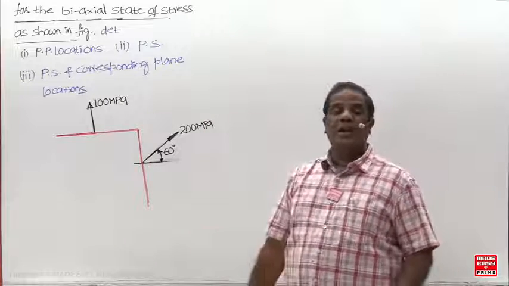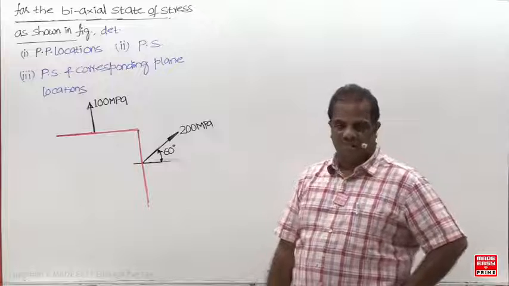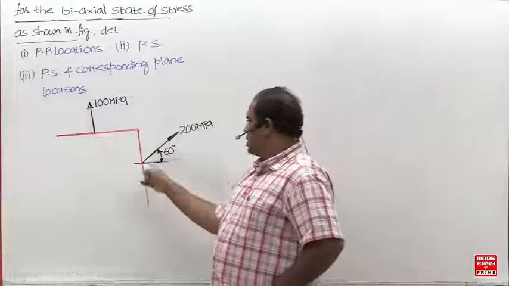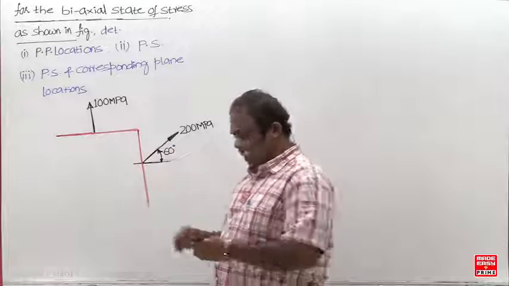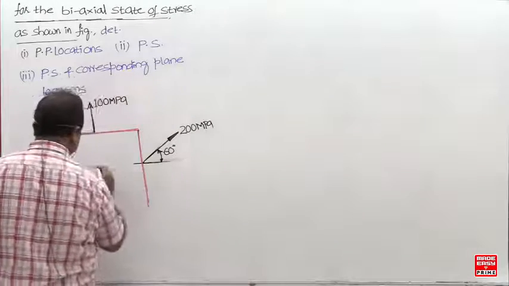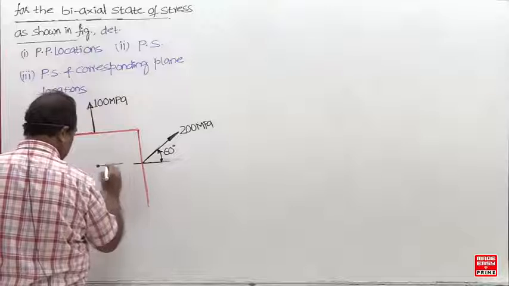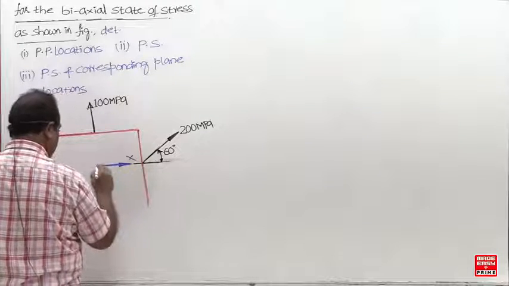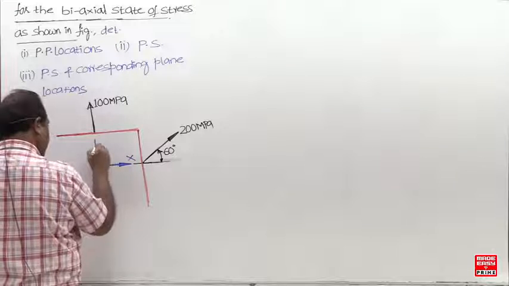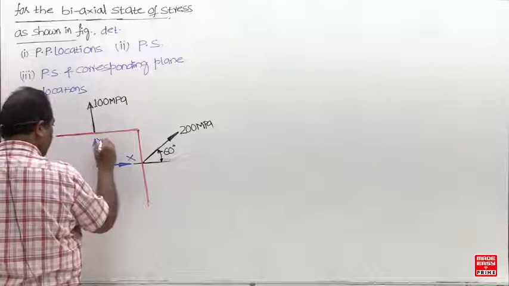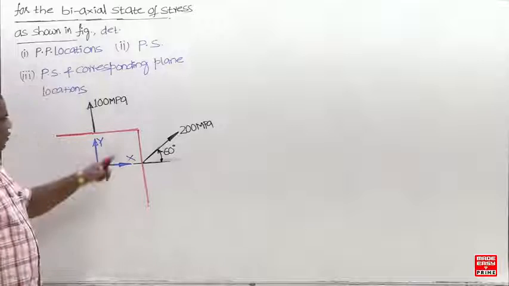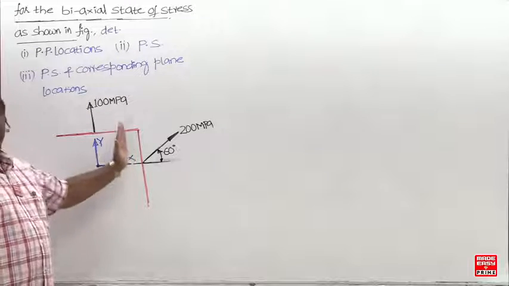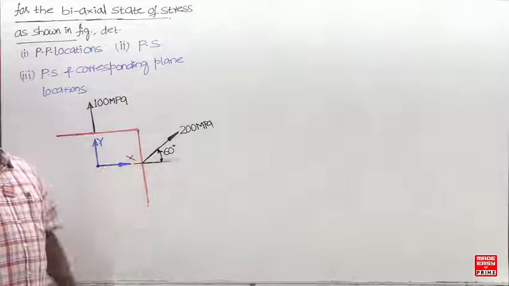So when you want to do all this calculation, what is required? Now sigma x, sigma y, tau xy. Can you write down what the sigma x, sigma y, tau xy are? By default you are going to take the x face. So this will become the x face. But here this stress is inclined to this x face.